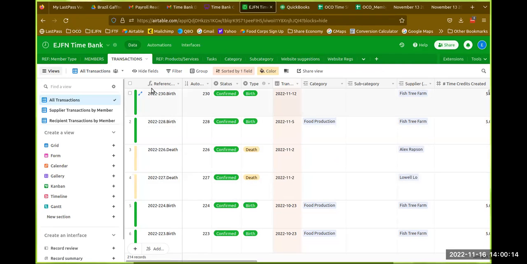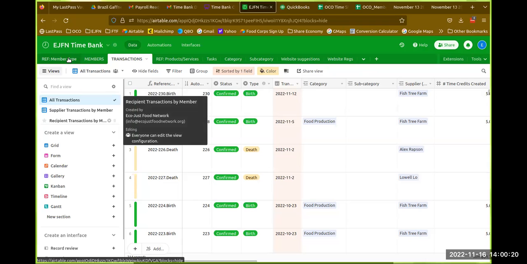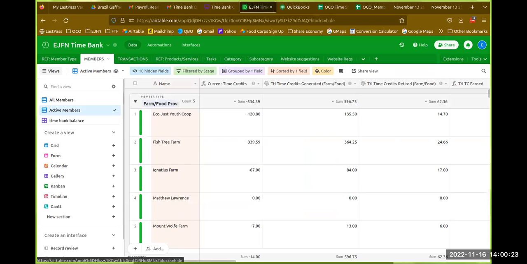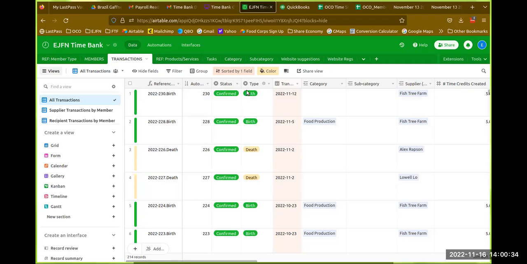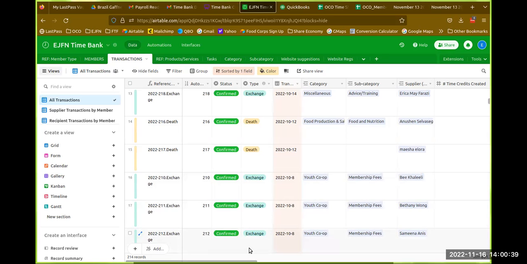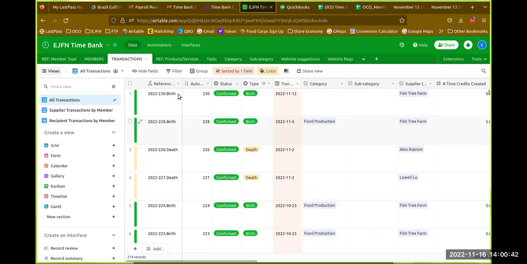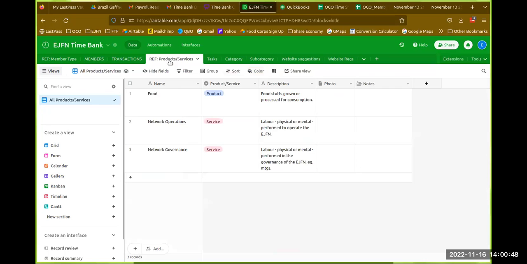Okay, so this is the time bank database, and it's got various different tables. A table of members with their current time credits and other specifics. A database of individual transactions. So you can see the transaction types here: birth, death, and there's also exchange transactions, and so forth. And then we have other tables that list different products and services. We're not really using this, but it could be utilized a lot better.